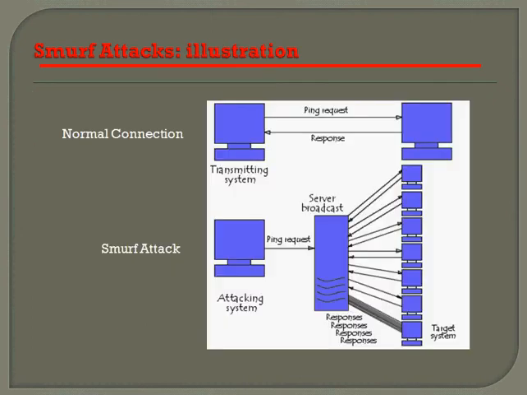Here's what a typical Smurf attack looks like. On the top is a normal connection where you have a one-to-one ping relationship. On the Smurf attack, it pings all the servers, and then all the servers respond all at once, clogging the whole network up.